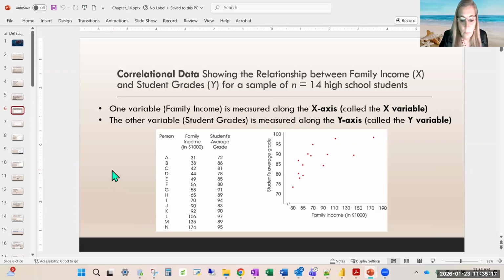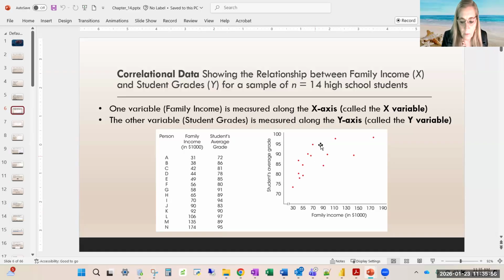All right, so here we can see a chart that is showing a correlational relationship if you plot it out on a chart like the one on the right. The comparisons here are family income in thousands of dollars, so this actually means 31,000, and students' average grade. So you can see, 72, they earned a C, all the way to the bottom, where 95, they earned an A. And they're making a comparison between these two variables and plotting it out.